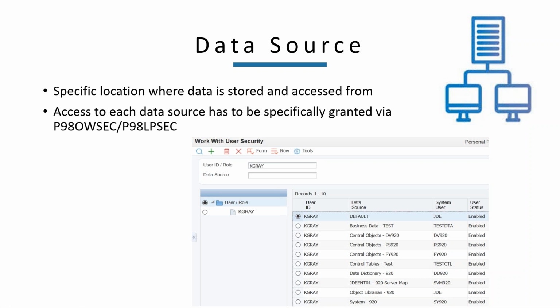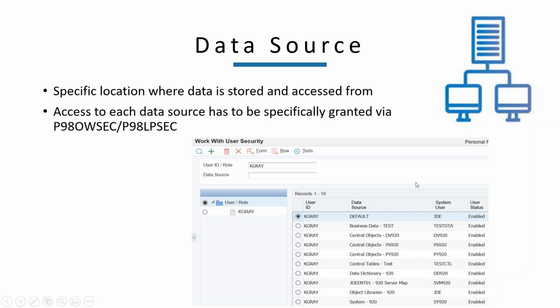The other option is to insert a column security record, which I'll get into in a minute on those specific aliases I mentioned. In the screenshot down here, you can see this is the P98OWSEC, or if you're using long passwords, it's the LPSEC now. So it's working with user security. You can see here we pulled up a user ID. Now this is a lot of data sources assigned to one user ID. You really would only need the default, as the system user is JDE, but you simply come in here, click the plus sign, and you're able to add an additional data source.